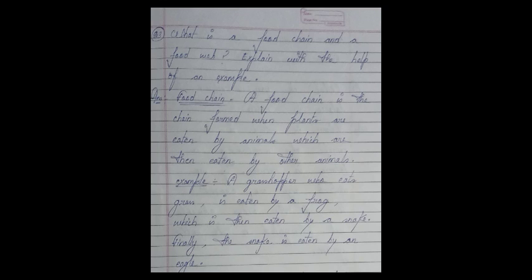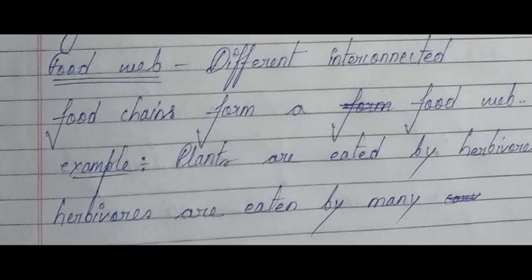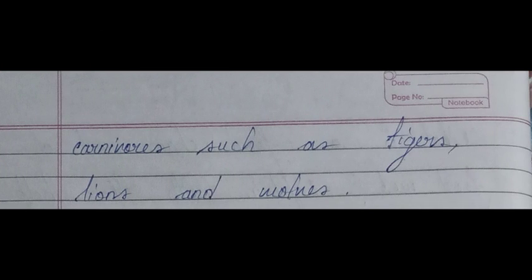Some examples are also given. You can see a grasshopper who eats grass is eaten by a frog, which is then eaten by a snake. Finally, the snake is eaten by an eagle. Now the food chain is done. Now the next is food web. Different interconnected food chains form a food web. For example, plants are eaten by herbivores, and herbivores are eaten by many carnivores such as tigers, lions, and wolves.